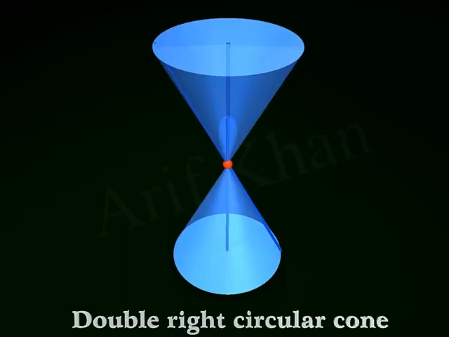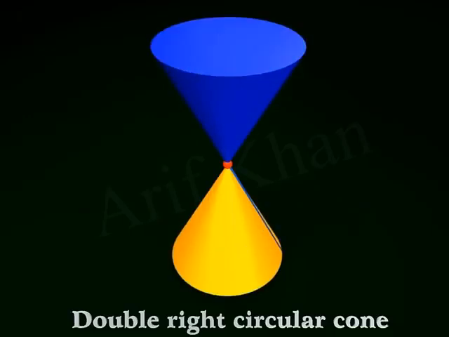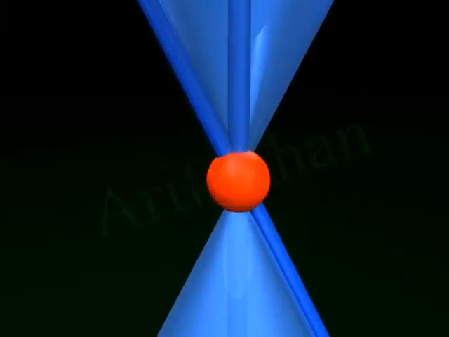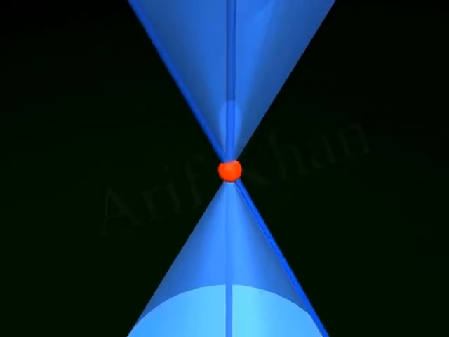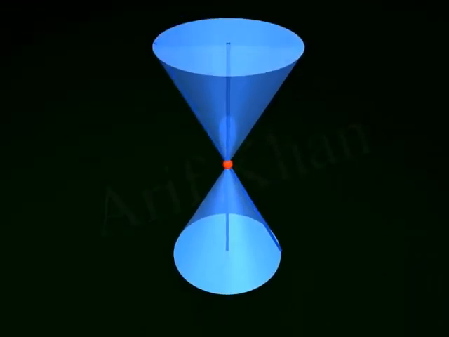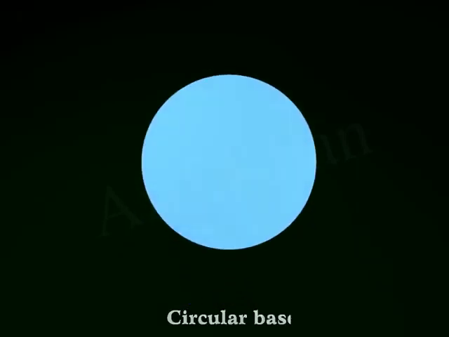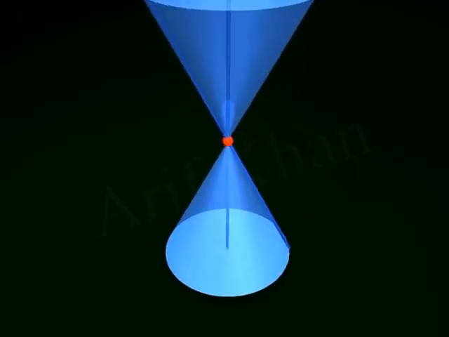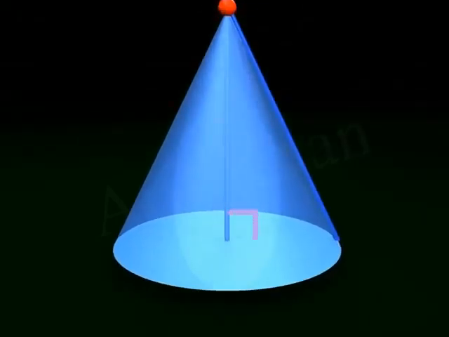A double right circular cone consists of two cones joined at a fixed point called the vertex. The line that rotates about the vertex is called the generator, and the line that remains fixed is called the axis. A right circular cone has a circular base, and its axis is always the perpendicular line from the center of the base to the vertex.